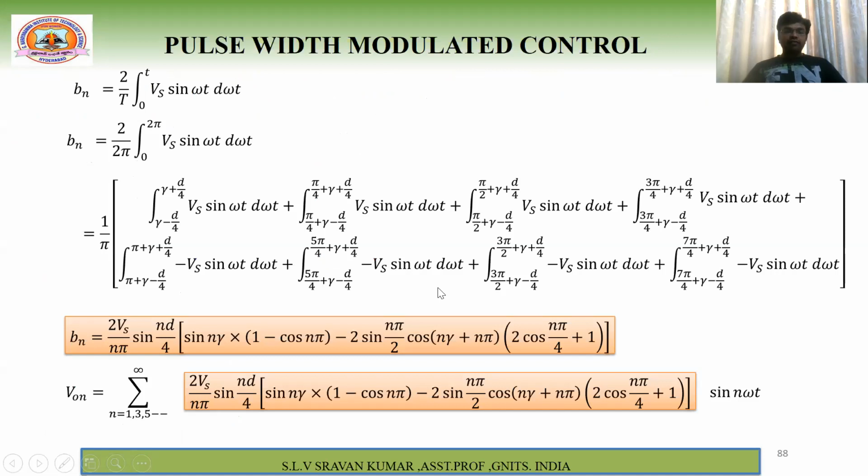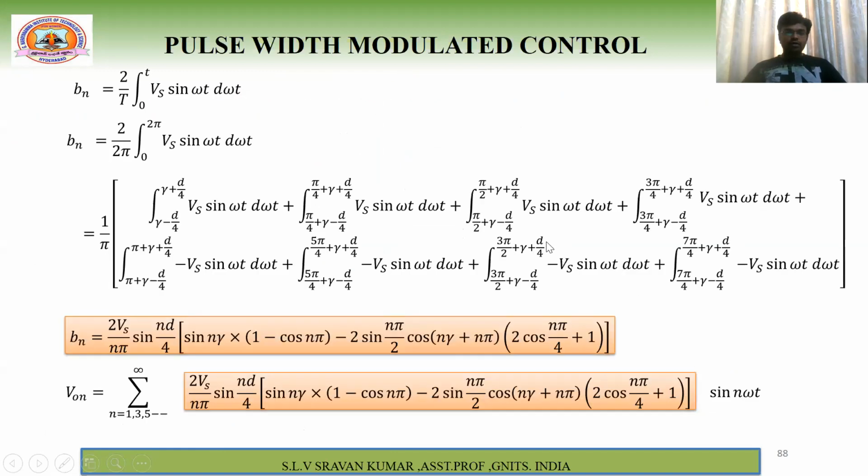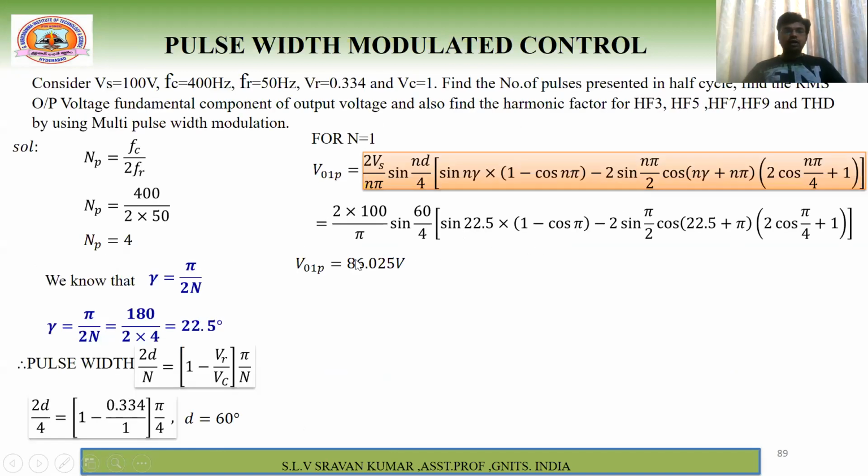In case of two pulses, what is V01 peak? We got 90.06. Now, what is the fundamental voltage? 86.025. Again the voltage is reduced. This is a very important drawback. So that's why generally we are not using this multiple pulse width modulation for practical cases. So this is the case.